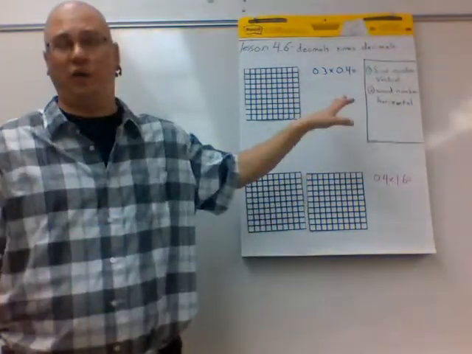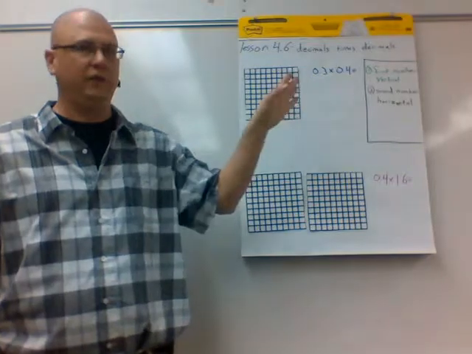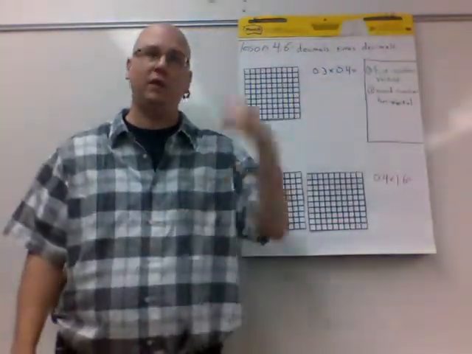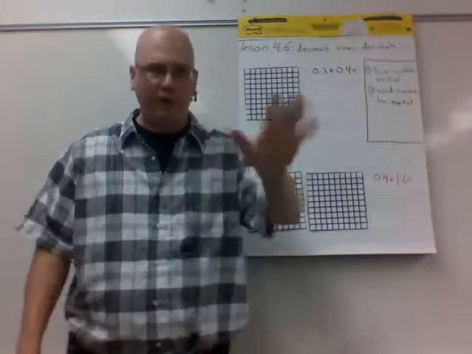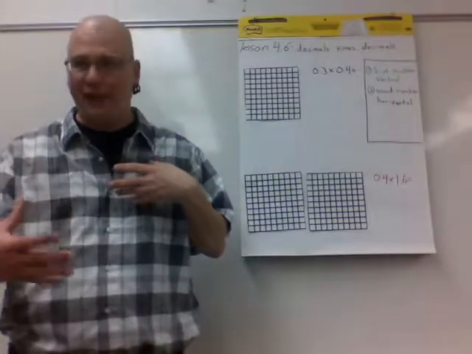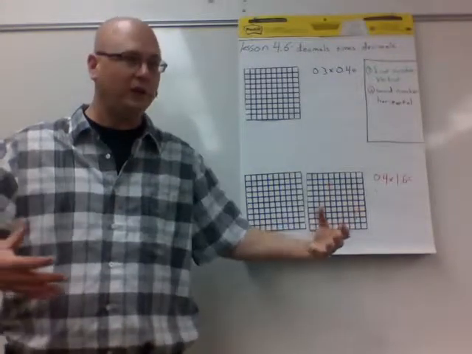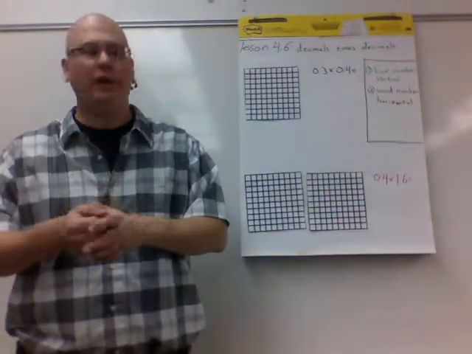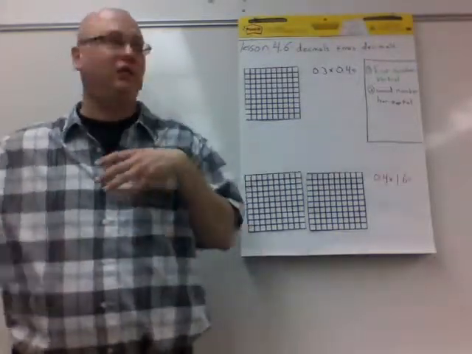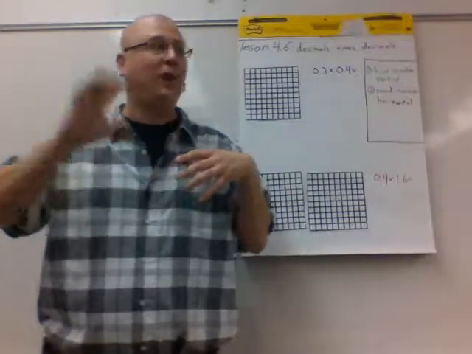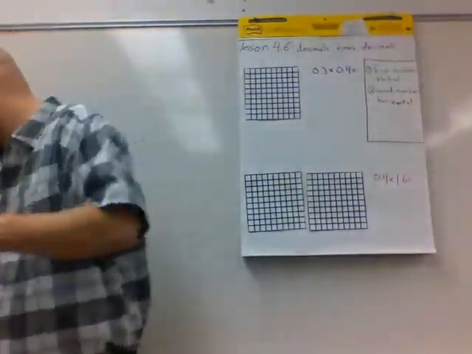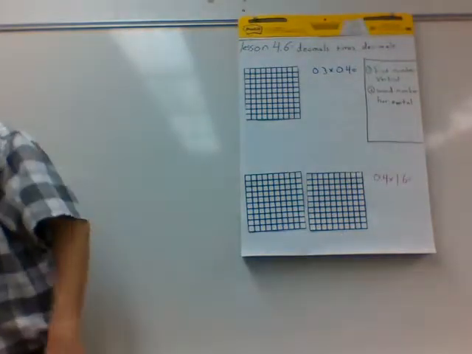So before we even start diagramming, let's answer these questions. What's 3 times 4? Yell it at me. 12. Everybody knows what 3 times 4 is. So it doesn't really matter what place those are in. 3 times 4 is going to equal 12, no matter if it's 30 times 40 or 3/10 times 4/10. 3 times 4 is always going to equal 12. So we can put that in right now.